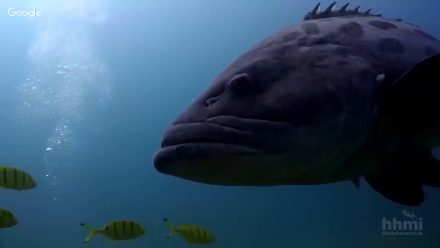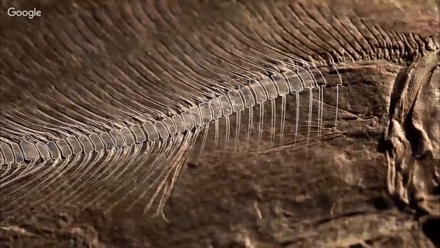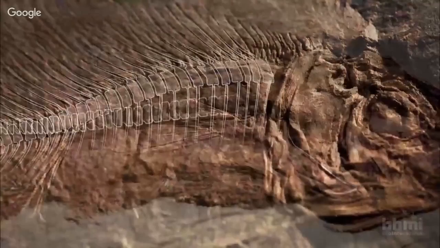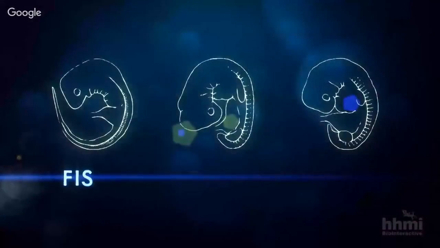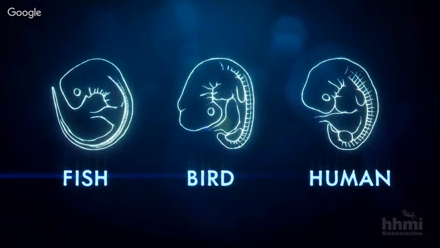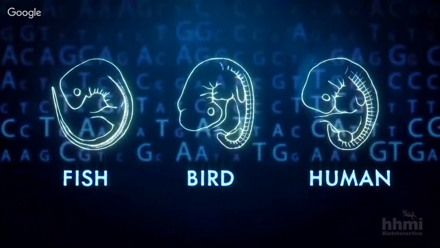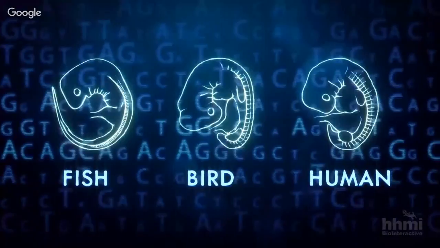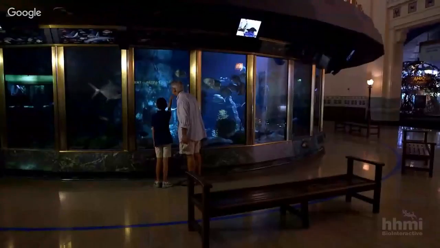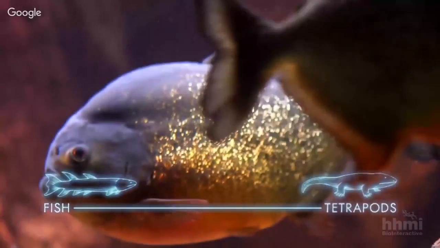They have fins. Despite their different external appearances, there are revealing similarities. First, fish and tetrapods are vertebrates. And early in life, when they are embryos, they look remarkably similar. Finally, DNA analysis shows that fish are tetrapods' closest relatives. All of this suggests four-legged animals did indeed come from fish. But how did a fish with fins give rise to tetrapods with four legs?